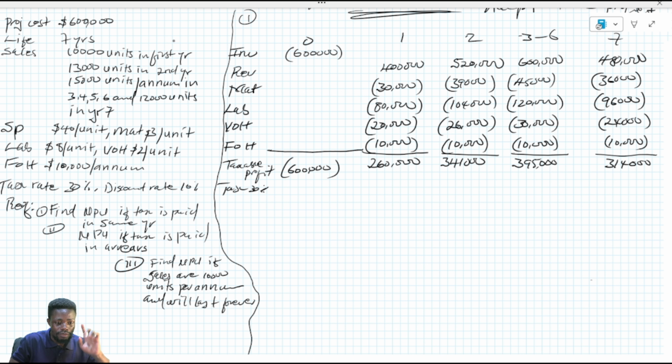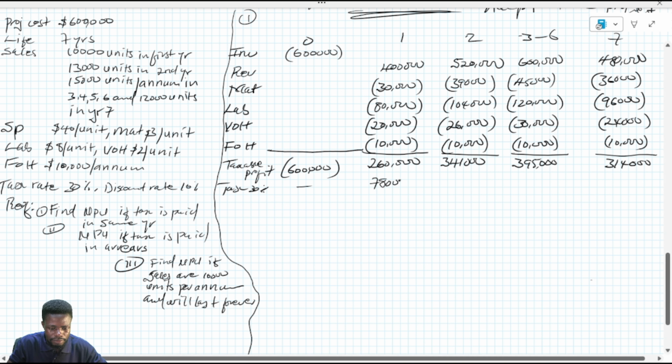Remember, the first requirement is saying tax is paid in the same year. So if tax is paid in the same year, then what do you have to go with? Remember, your investment is not tax. So you look at year one, what will be your tax? 30% of 260,000, it will give you 78,000 tax. You need to subtract it.